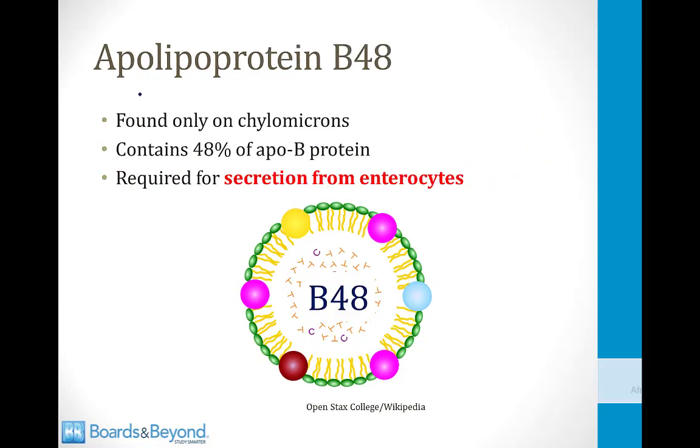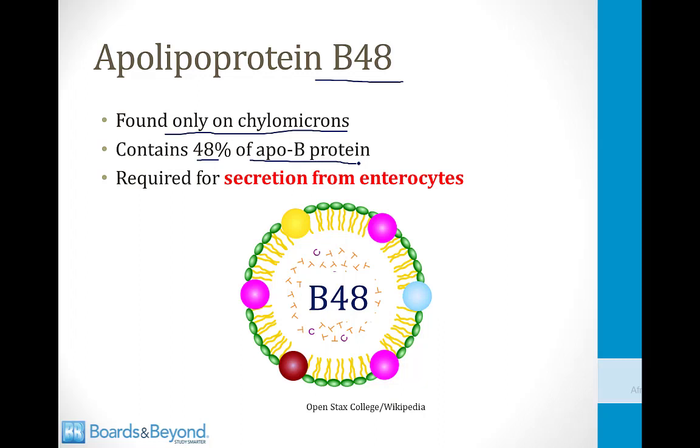There's a very important apolipoprotein found on chylomicrons called apolipoprotein B48. This apolipoprotein is unique to chylomicrons. It's only found on chylomicrons, and it gets its name because it contains 48% of the ApoB protein. As we will see later, there is another apolipoprotein called B100 that contains 100% of the ApoB protein.